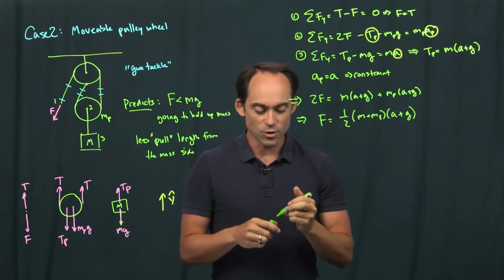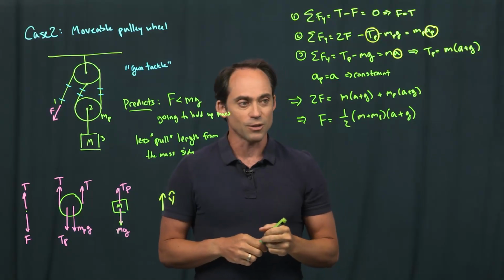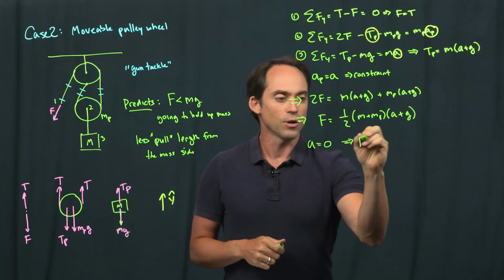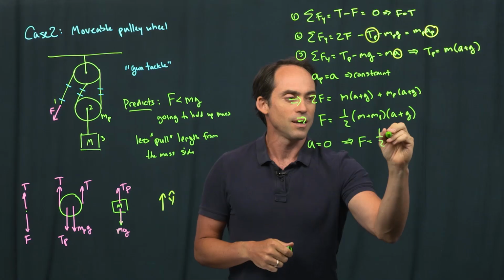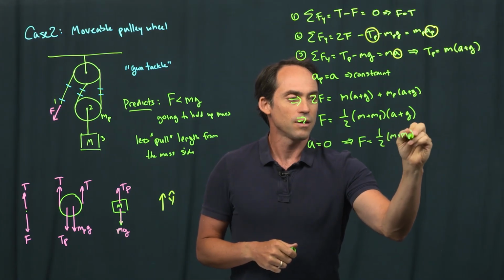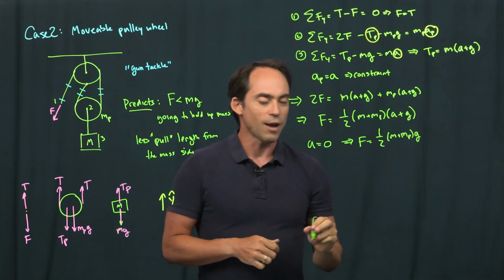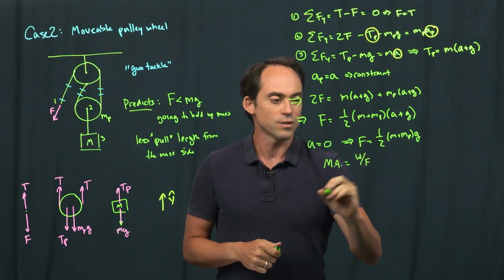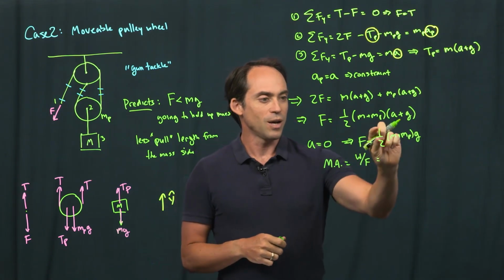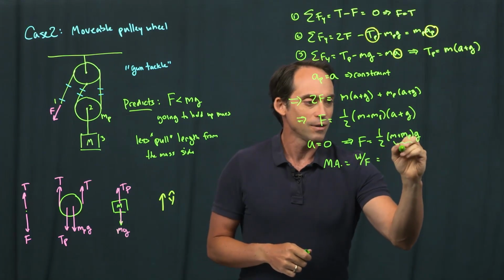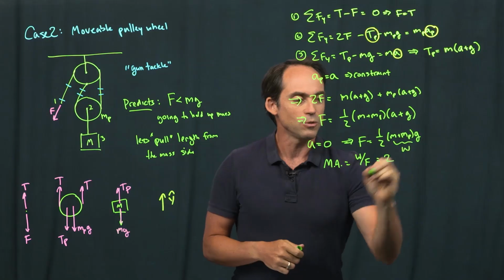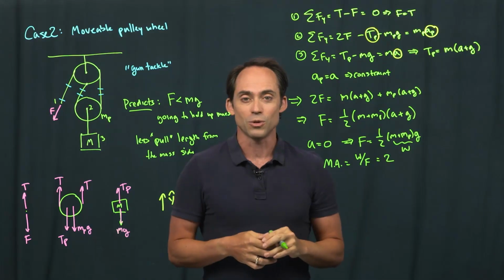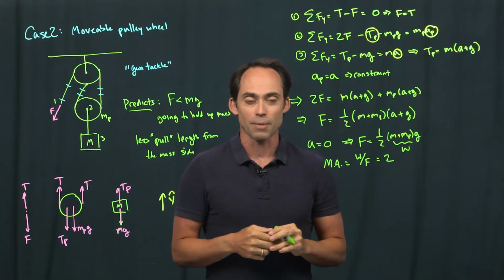All right, so how do we get from this into the mechanical advantage? Well, we can look at the case where the acceleration is equal to 0. That means that the force is equal to 1/2 times the sum of the masses times g. And so if I write down our mechanical advantage, which is really the weight over the force, well, this is actually equal to, the weight is this right here. And so this is actually going to be equal to 2. And so our mechanical advantage for this 2-pulley system is 2. We're able to literally hold up twice as much weight with the same amount of force.